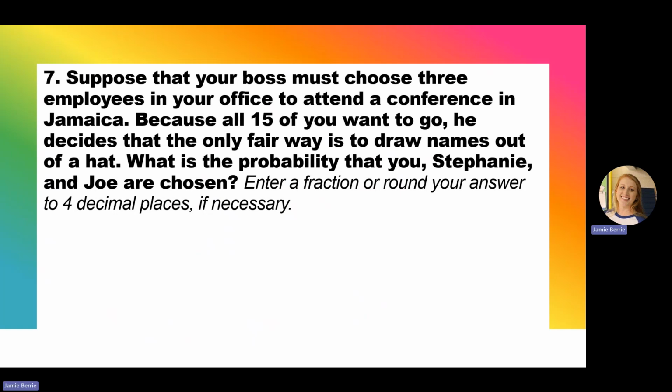And it says, what is the probability that you, Stephanie, and Joe are chosen? So maybe this is like you and your work friends, and you all want to go on the trip together. We're going to figure out what's the probability that y'all get to go. And we're supposed to write our answer as a fraction or round it to 4 decimal places.